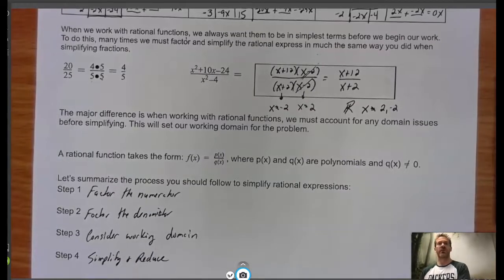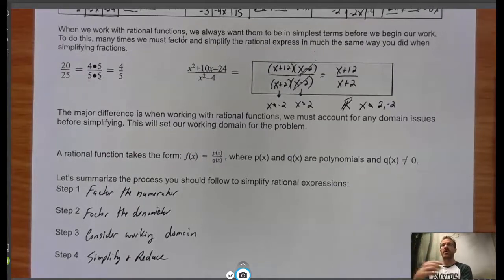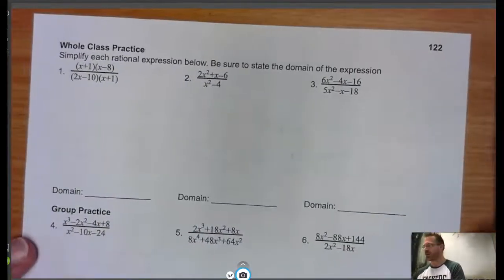Those are the 4 steps that we want to go through each and every time we're dealing with a rational expression. So if you need to pause the video and write all those down, do so. If you're ready to go, let's go ahead and flip over and go through a few examples together, and you can see kind of how this works.